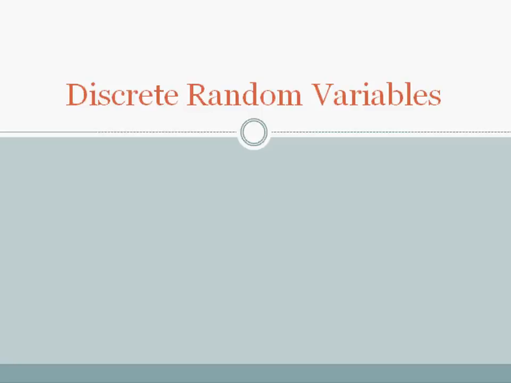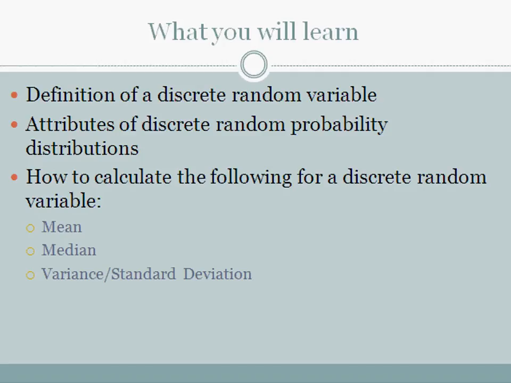Welcome to this elementary statistics lesson on discrete random variables. In this lesson, you will learn the definition of a discrete random variable, which is a review from earlier lessons. You'll learn attributes of discrete random probability distributions, and you will learn to calculate the mean, median, and variance and standard deviation of a discrete random variable.